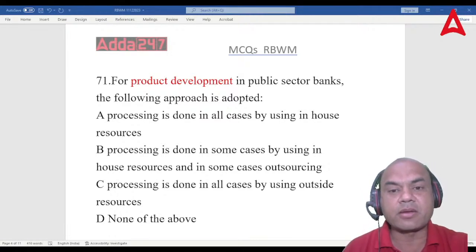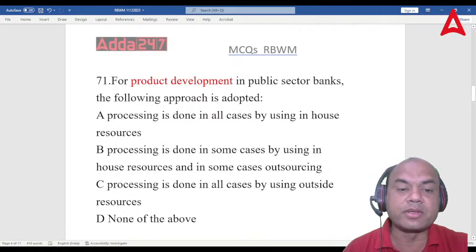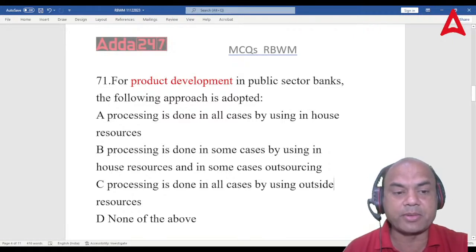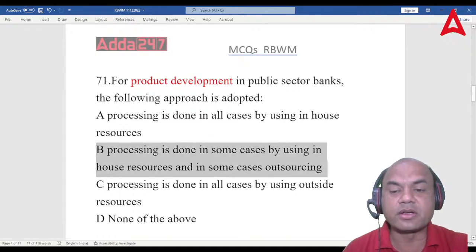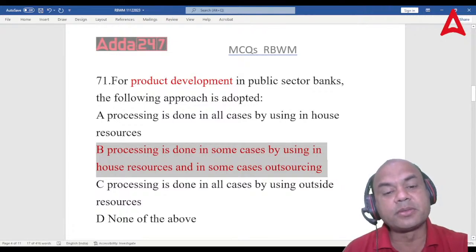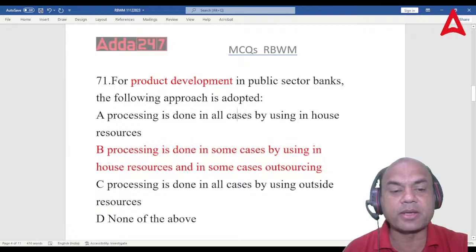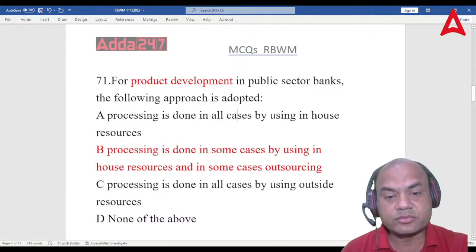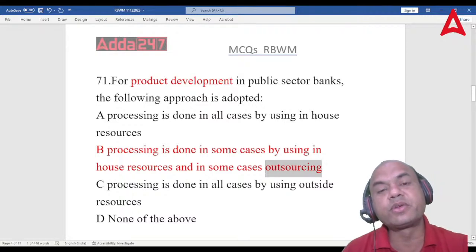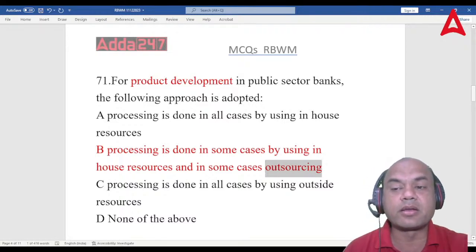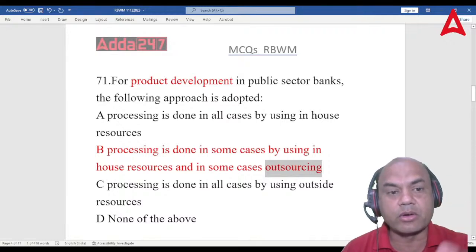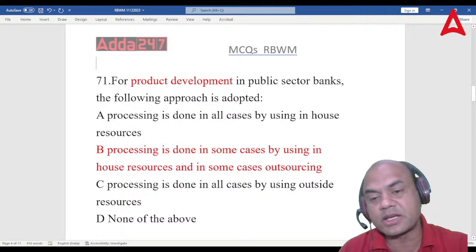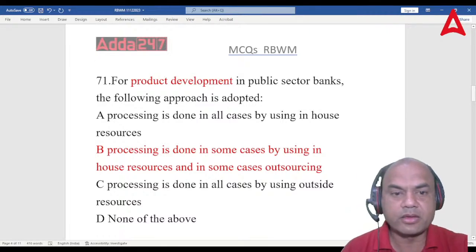So that's why public sector banks have changed a lot. They have become similar to the national private banks. So the answer is B. This is the case in private banks also, and similarly in public sector banks also. Processing is done in some cases in-house and in some cases through outsourcing. What is outsourcing? Outsourcing means we give the survey part or some other part to common persons, some private agencies. Got it? Move on.